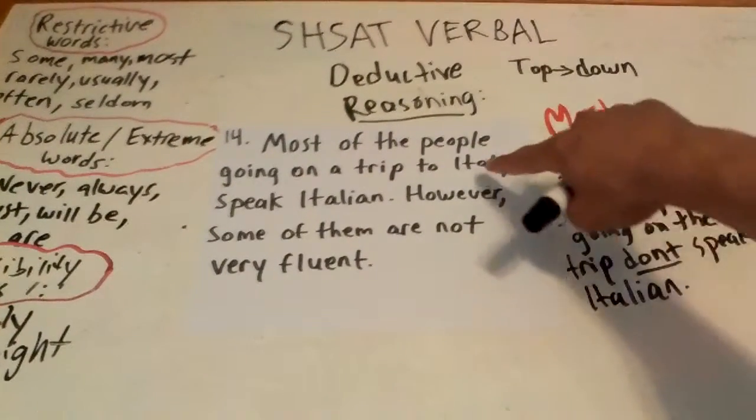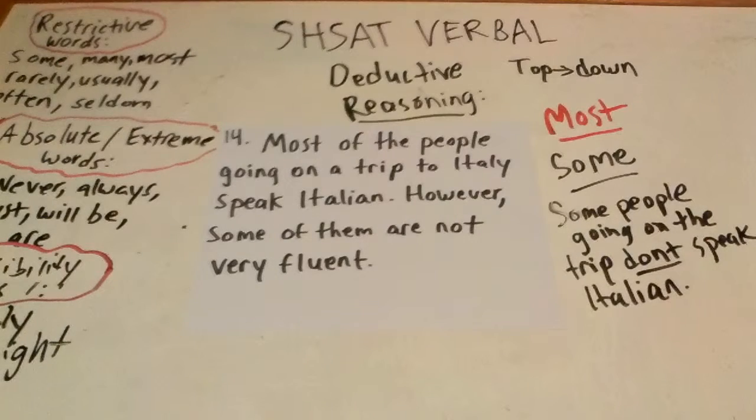Can this and that first sentence be true at the same time? Yes. It can be true at the same time that most of the people going on a trip to Italy speak Italian, and that some people going on the trip don't speak Italian. Those can work together. Those are not mutually exclusive. One of them doesn't cancel the other out. They're both true at the same time.